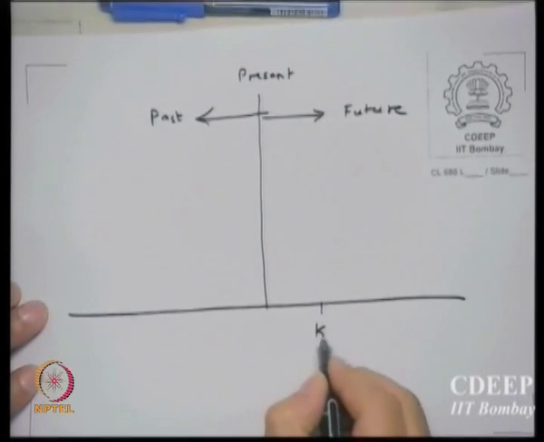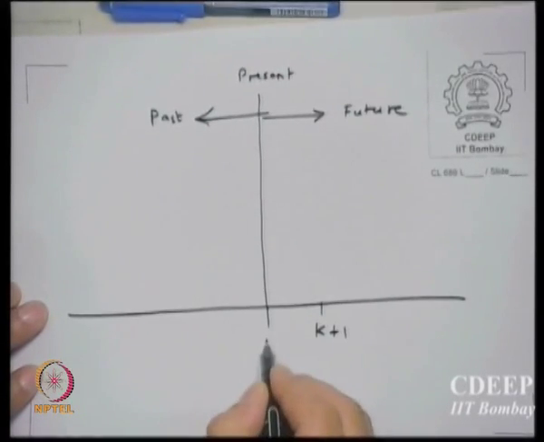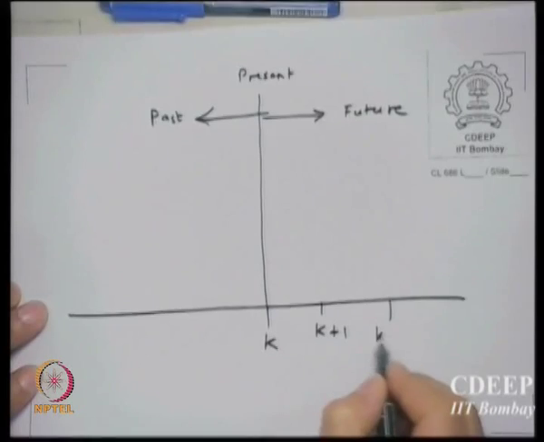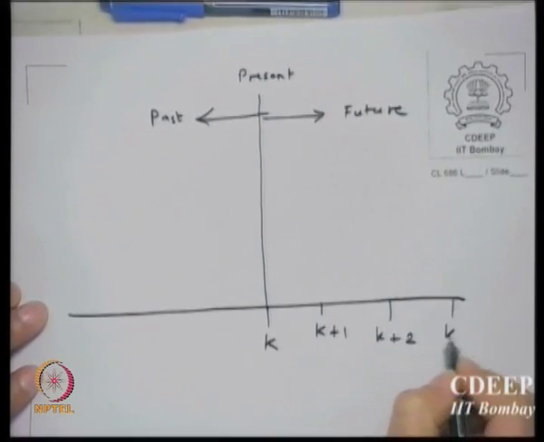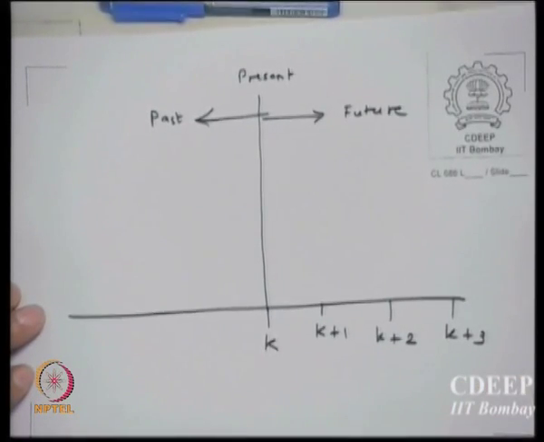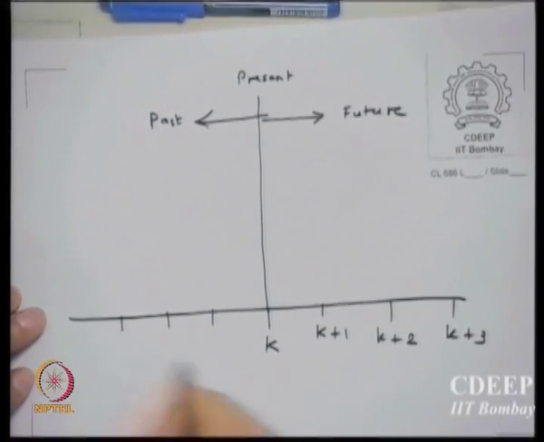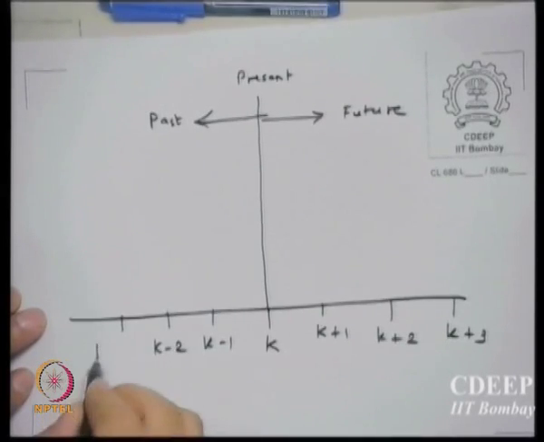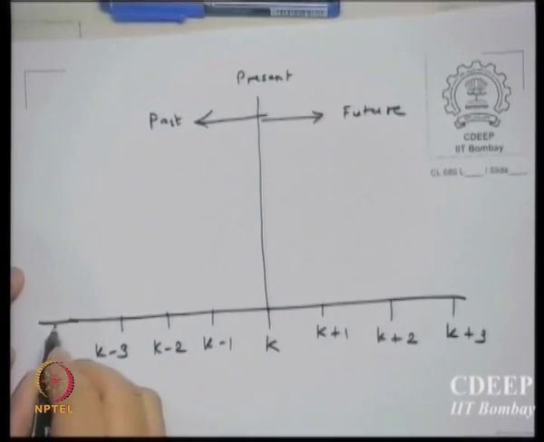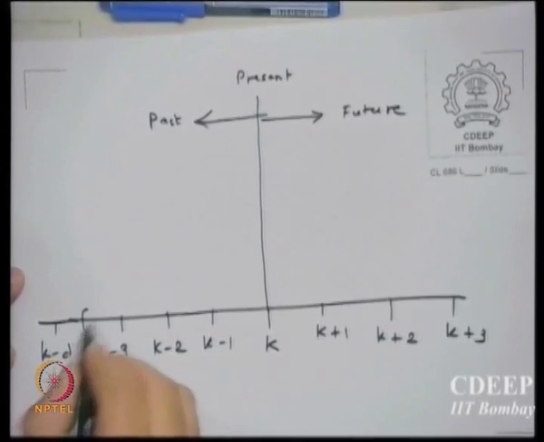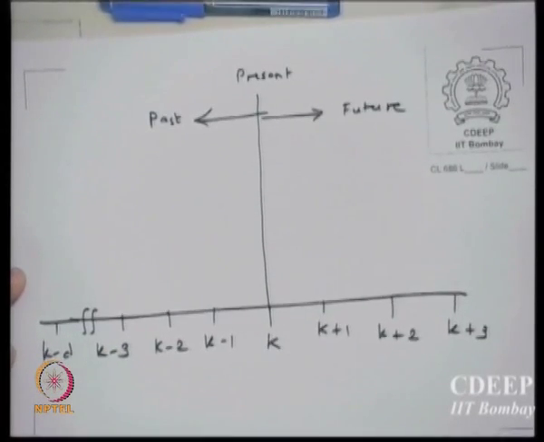So when I am writing k plus 1, I am at instant k. K plus 2, k plus 3, these are all in future. Okay. So k minus 1, k minus 2, k minus 3. So this is k minus d in general, d samples in the past.